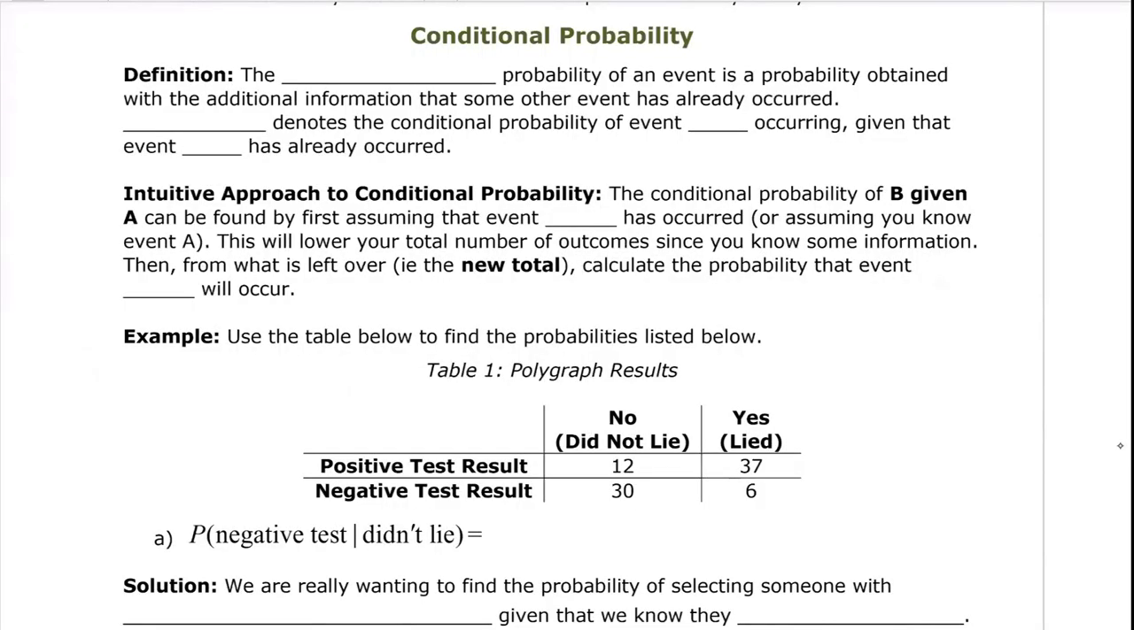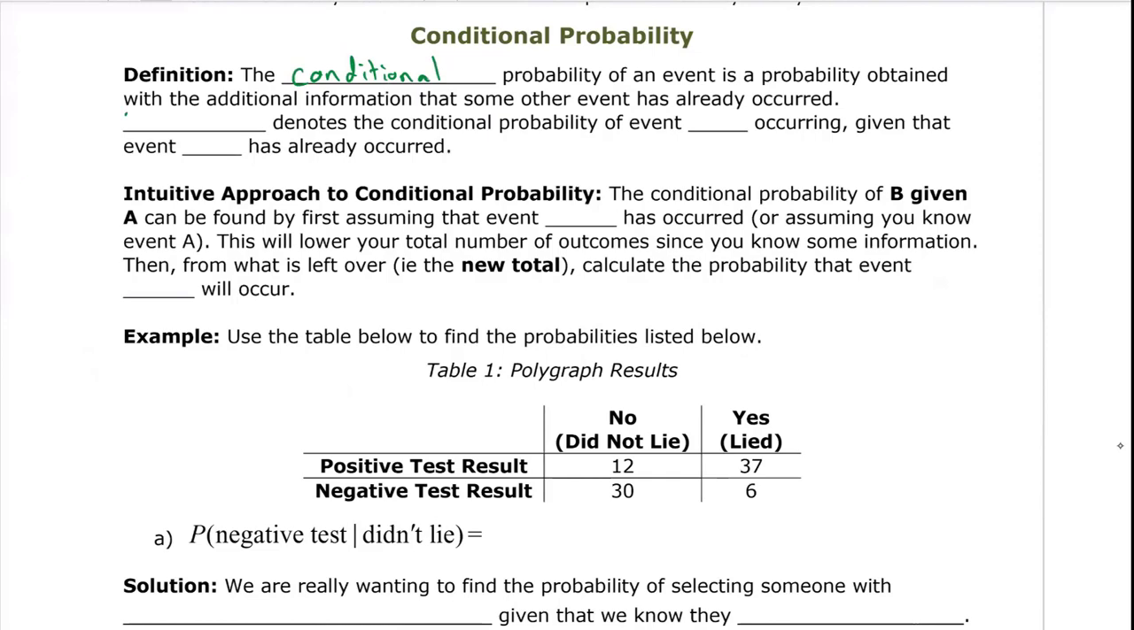The last part of section 3 in your chapter 4 notes talks about conditional probability. Basically, conditional probability is the probability that you find when you know some other condition beforehand. So the conditional probability of an event is a probability obtained when there is additional information that some other event has already occurred.